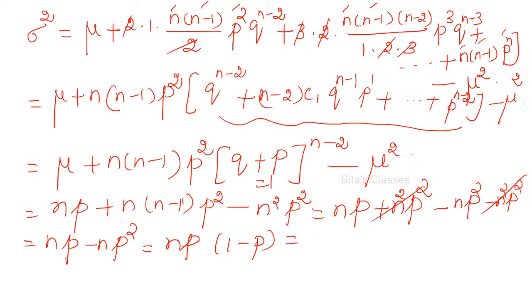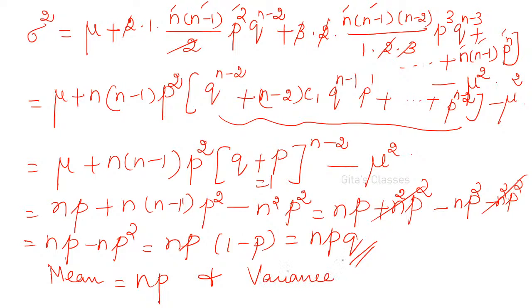What is 1 minus p? We know that p plus q is 1. Therefore, q is equal to 1 minus p. So np into 1 minus p. In the place of that, you can write npq. Therefore, mean of binomial distribution is np. This is very, very important. And these are the parameters. np and npq are the parameters of binomial distribution. Okay, so mean is np and variance is equal to npq. Variance is equal to npq. These two are called parameters of the binomial distribution.